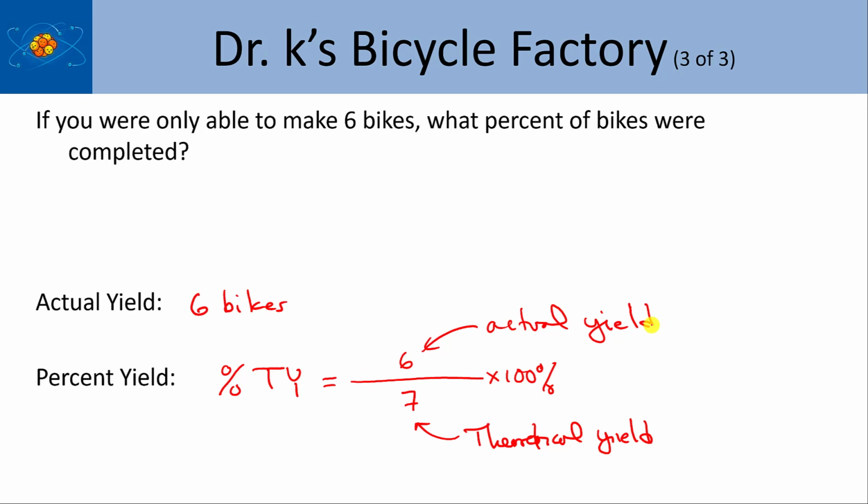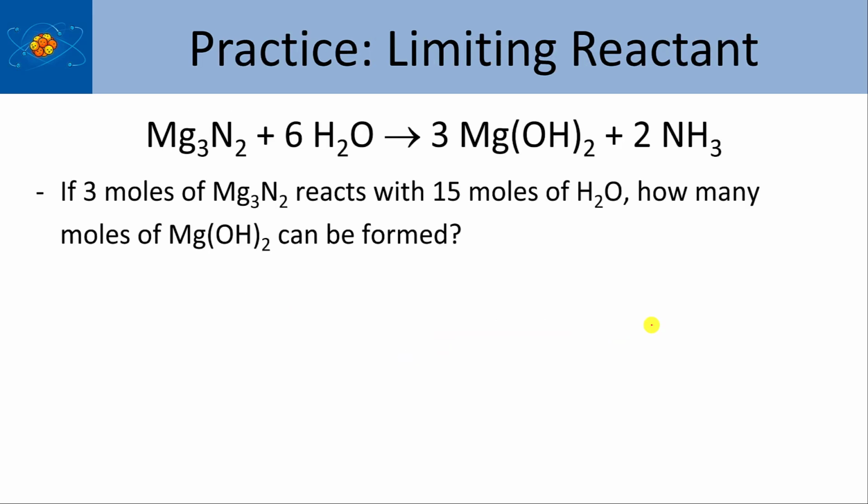Okay, so let's apply these ideas to an actual chemical problem. So I'm going to talk you through it a little bit and have you figure out different parts. And at each point, I'll pause, and then we'll talk about what the answer ends up being. So you have this magnesium nitride reaction, which we balanced earlier in the lecture series. So you have 3 moles of Mg3N2, magnesium nitride, and it reacts with 15 moles of water. How many moles of magnesium hydroxide can be formed?